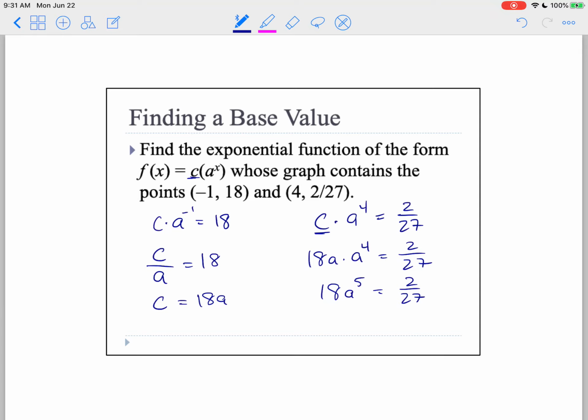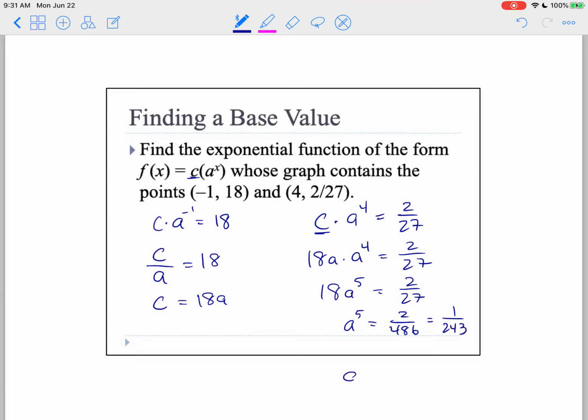So then I can divide both sides by 18. 27 times 18 is 486. So A to the 5th equals 2 over 486, which I can reduce to 1 over 243.